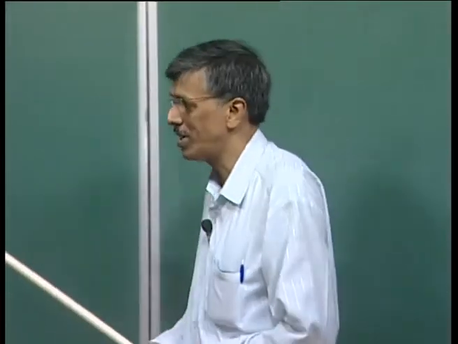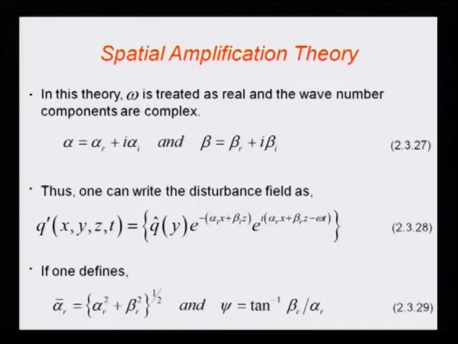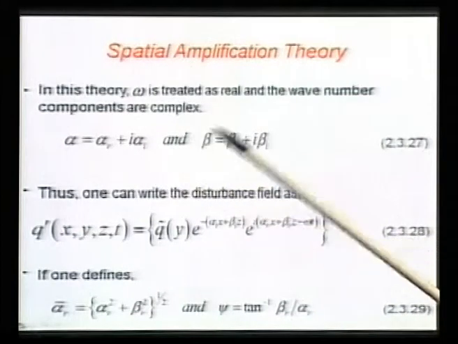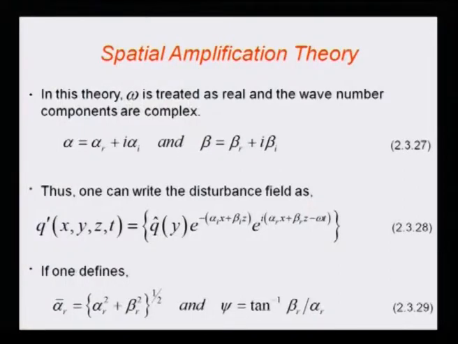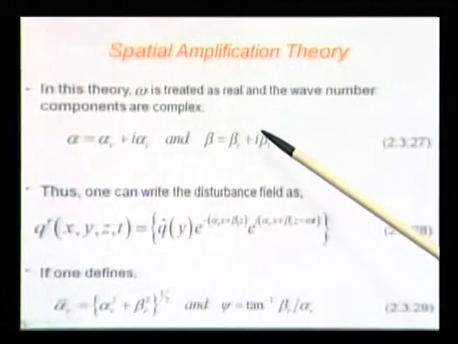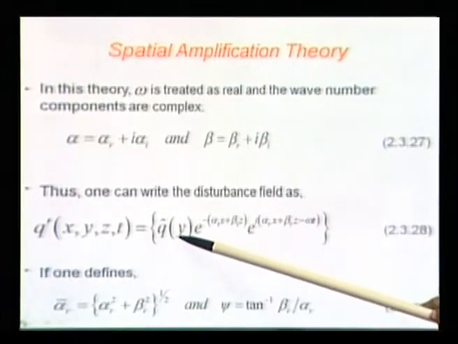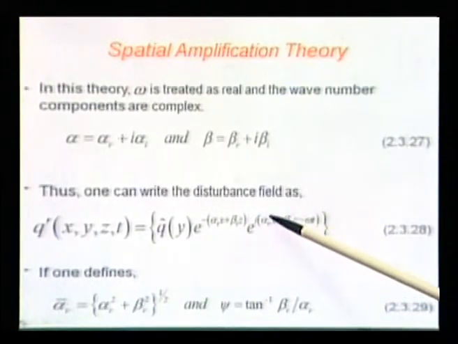In the last class, we were discussing the distinction between spatial and temporal amplification theory used in linearized stability analysis. We came up to the spatial theory, where we said that the wave number components are complex in the x and z direction, that is the streamwise and the cross flow direction. As a consequence, you notice that there is this path, which is essentially an amplitude, a function of y, x and z, and this is the phase path.